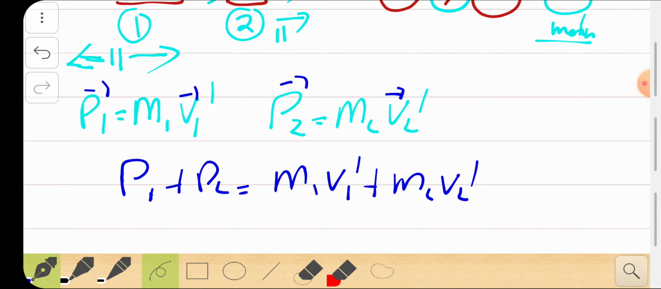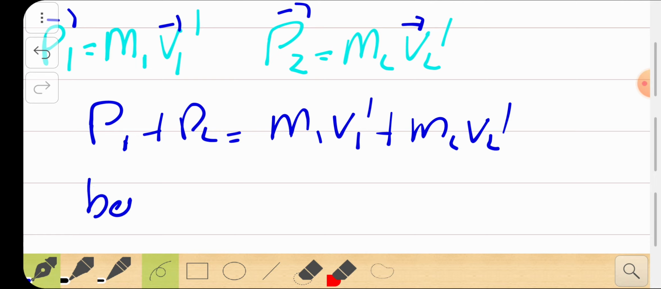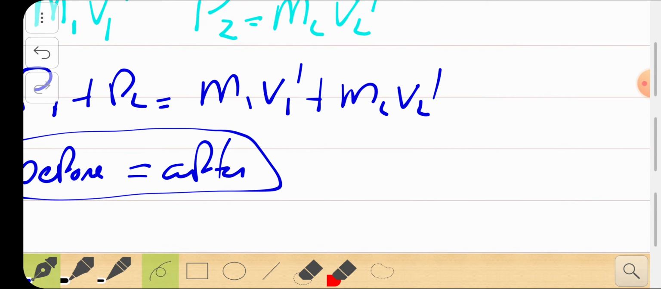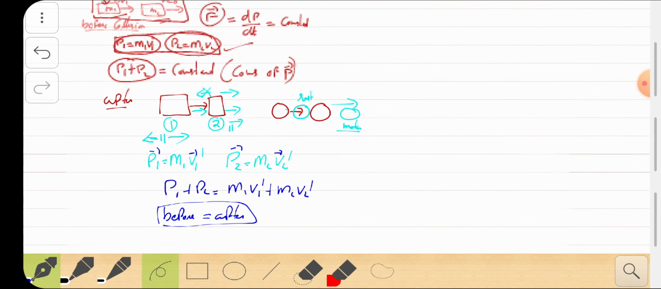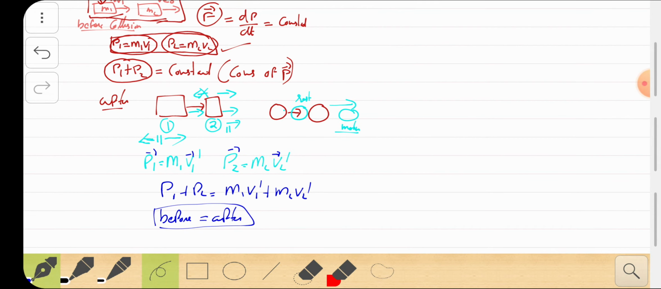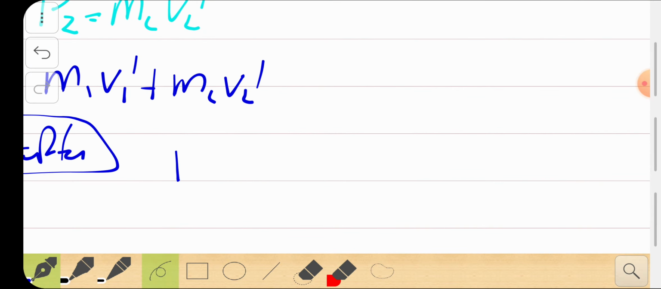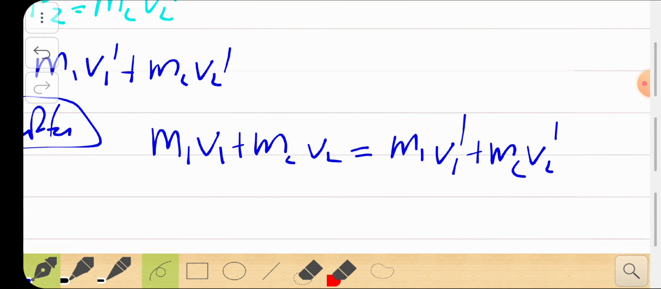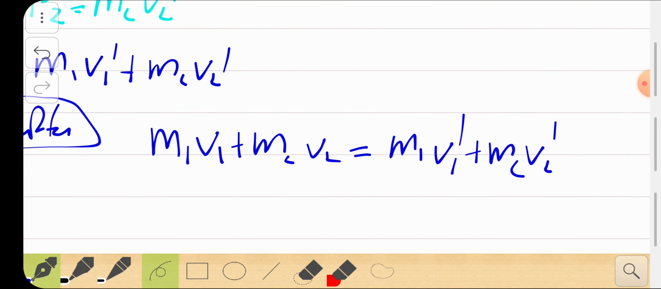So I told you already, the momentum must be conserved. That means the momentum before collision must be equal to the momentum after, right? So you can say that before collision, m1 v1 plus m2 v2 must be equal to m1 v1 dash plus m2 v2 dash, right? So that's the direct significance. Now I'm going to limit my case here.